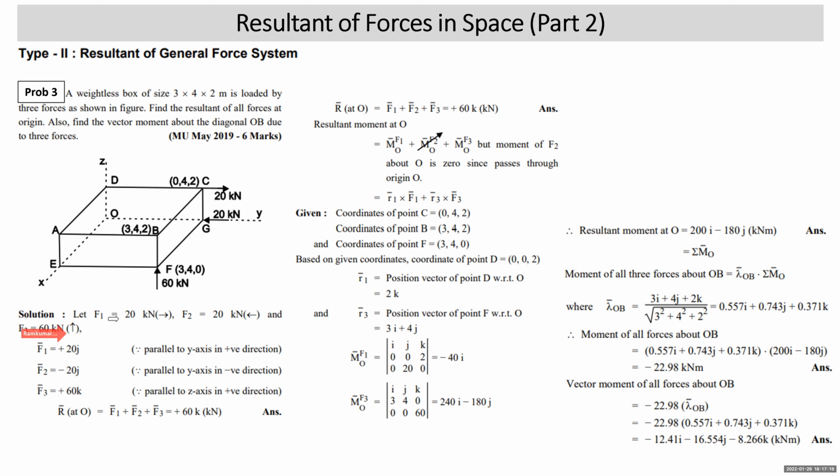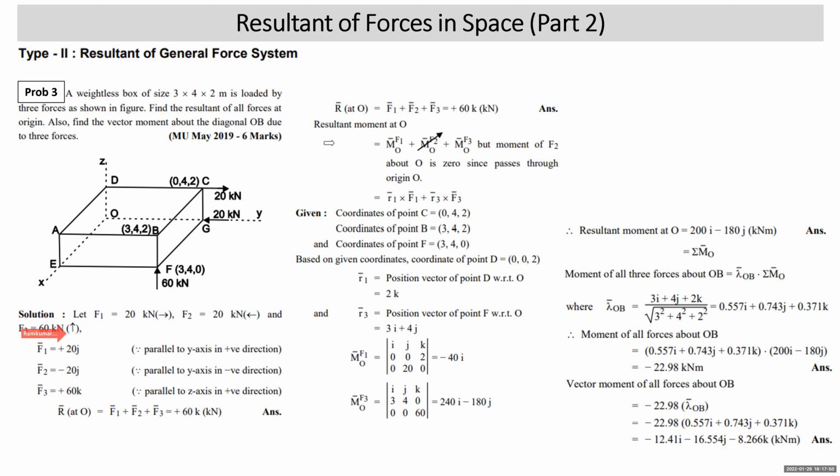All the 3 forces are parallel to standard reference directions, so you can write them in vectorial form directly. F1 bar, this 20 kilonewton is parallel to y-axis, so in vectorial form it will be plus 20J. This 20 kilonewton is parallel to the y-axis, but in negative direction, minus 20J. 60 kilonewton is parallel to z-axis in positive direction, plus 60K. So resultant at O will be F1 bar plus F2 bar plus F3 bar, and this comes out to be plus 60K. In the bracket, we have written the units, kilonewton. All right.